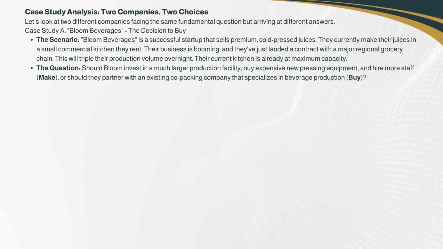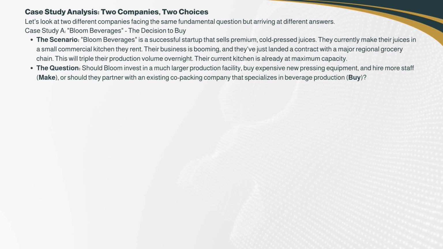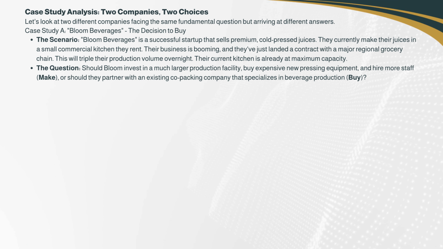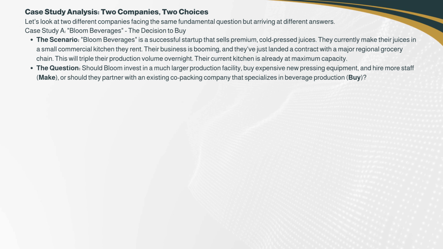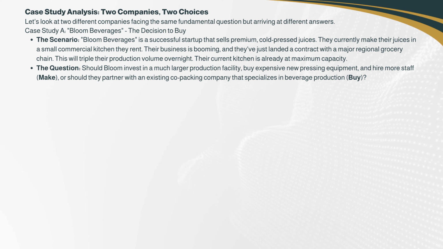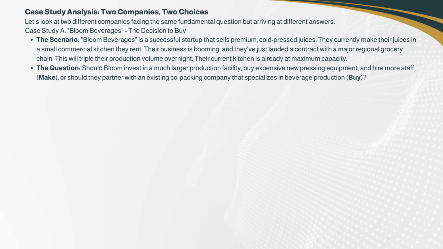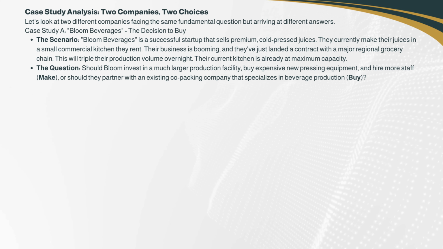The scenario. Bloom Beverages is a successful startup that sells premium, cold-pressed juices. They currently make their juices in a small commercial kitchen they rent. Their business is booming, and they've just landed a contract with a major regional grocery chain. This will triple their production volume overnight. Their current kitchen is already at maximum capacity.